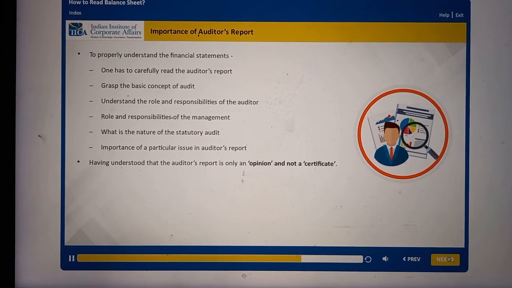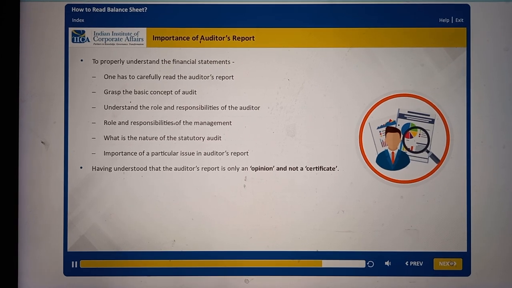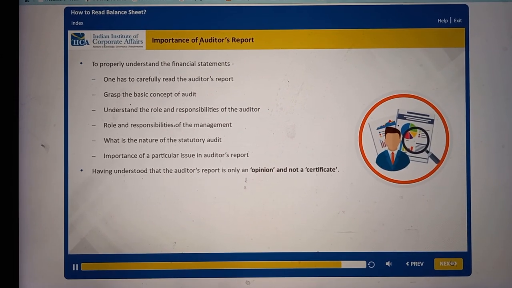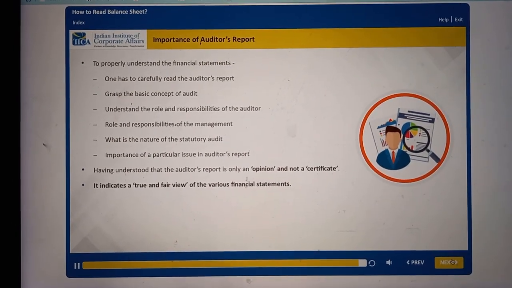Friends, having explained the concept of audit, what the auditor's report is about, and the roles and responsibilities of the auditor, the auditor is only issuing an opinion on the true and fair view of the financial position of the company.